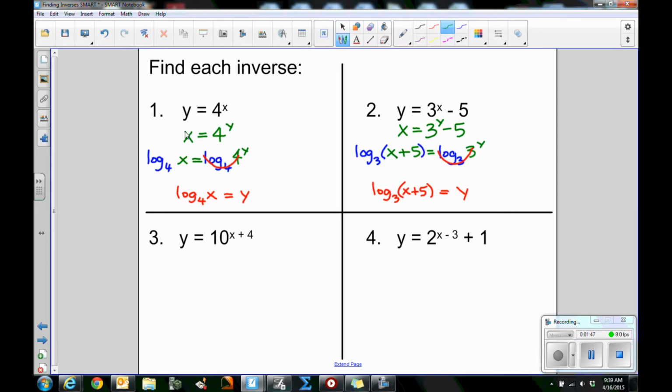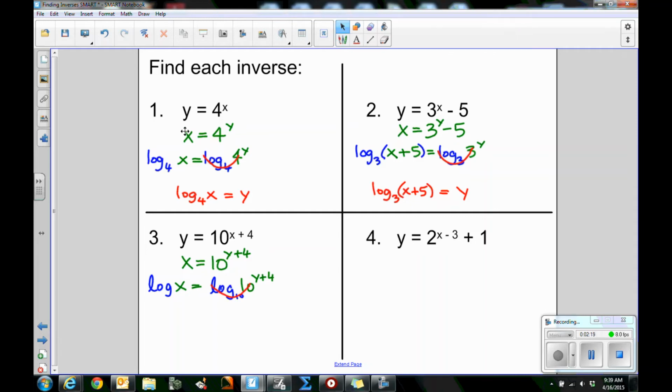Number 3, switch x and y. This time with the exponent, the entire exponent, y plus 4, nothing else added or subtracted to the expression, we start off by taking the log of both sides. I would take log base 10. I don't have to write that 10, but it's automatically a base 10.